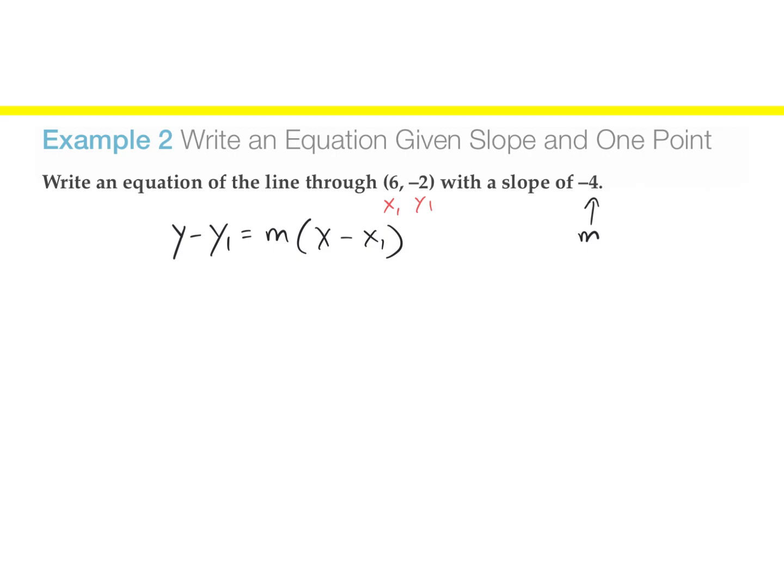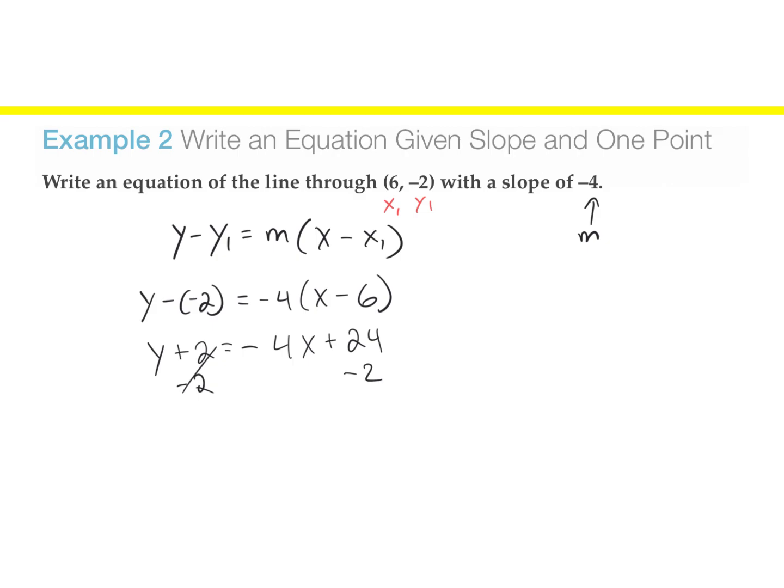Now I'm going to write it in both ways. I'm going to write it in point-slope, and I'm going to change it into slope-intercept so you guys get used to the practice, because for the test, you guys will be asked to put it in slope-intercept form. So this will become y minus -2 equals -4 times x minus 6. Now the y minus -2 will become y plus 2. I'm going to distribute that -4, so it'll be -4x plus 24. I'll subtract 2 on both sides, and I'm left with y is equal to -4x plus 22.